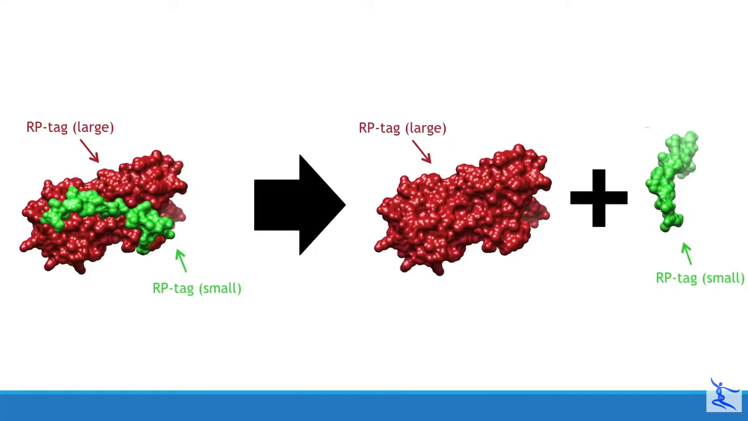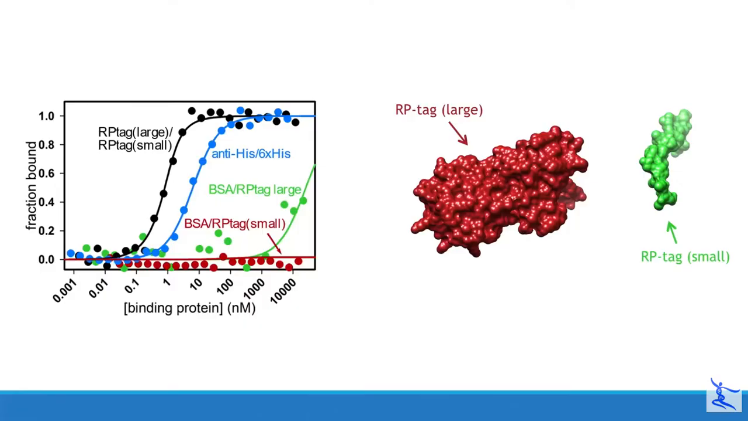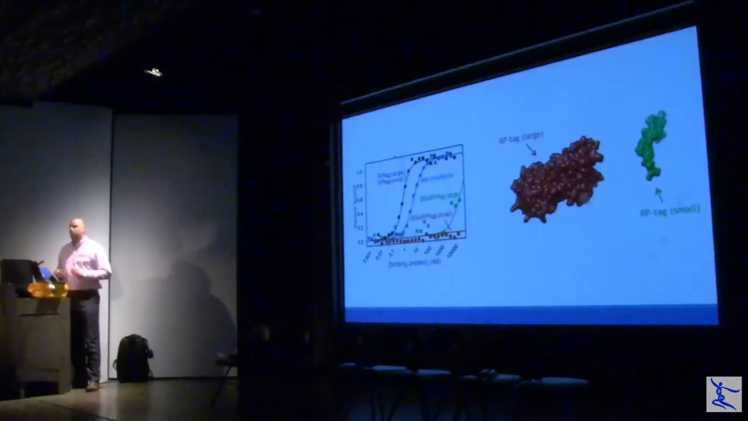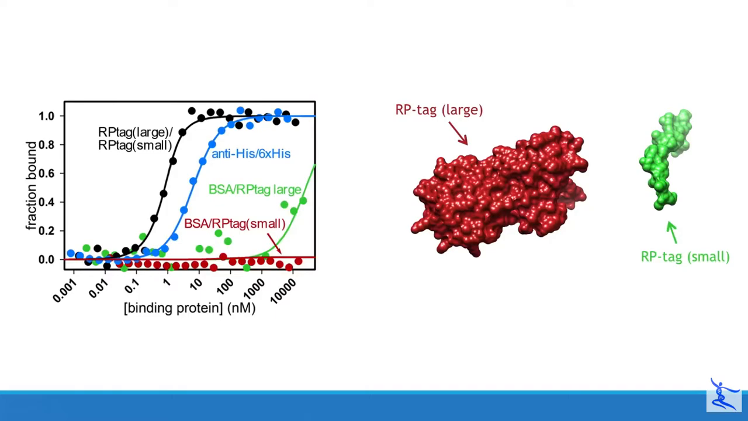We're very original, so we called it RP tag large for the large piece and RP tag small for the small piece. And what's significant about this is that these two tags bind each other with antibody level affinity. So the graph on the left, the y-axis, shows fraction bound from 0 to 100%, and we titrated in additional protein on the x-axis. And if you look at the black line, what that's showing is that RP tag large and small bind each other, again, with antibody level affinity with a KD of about 1 nanomolar.